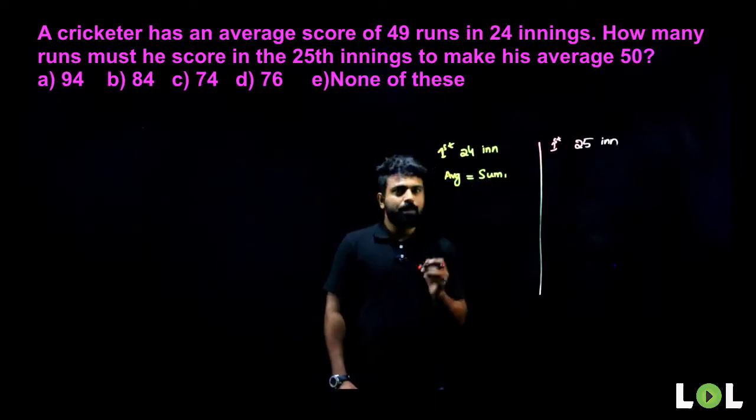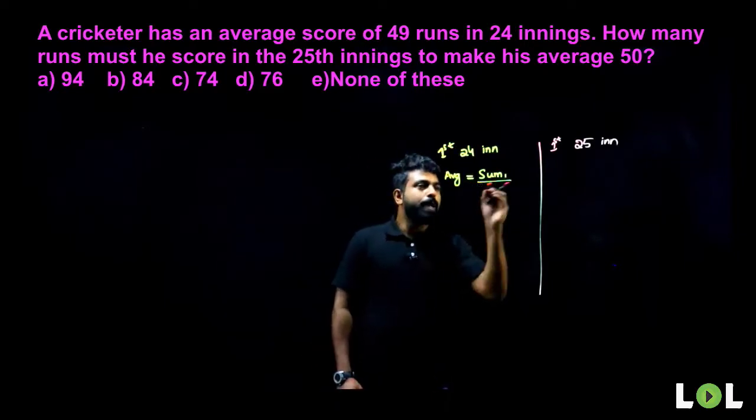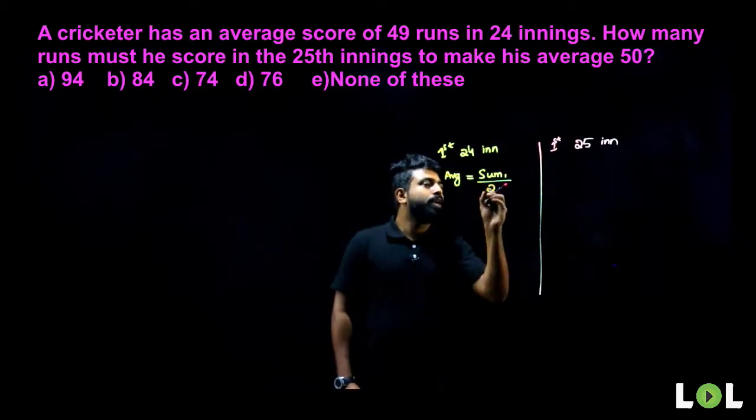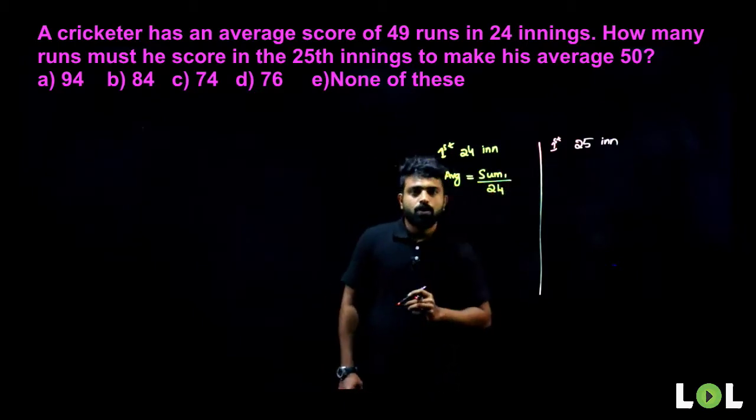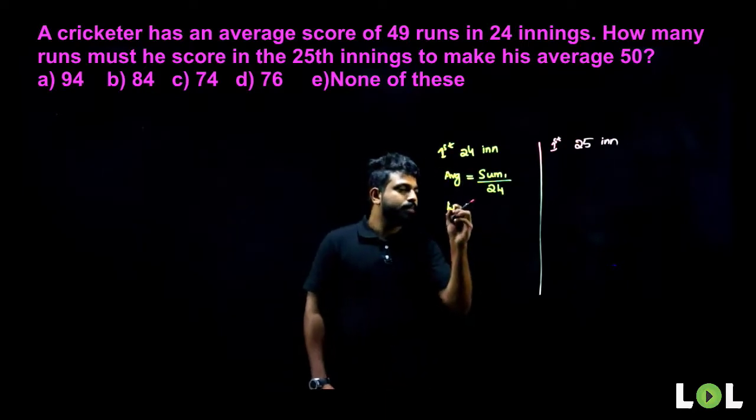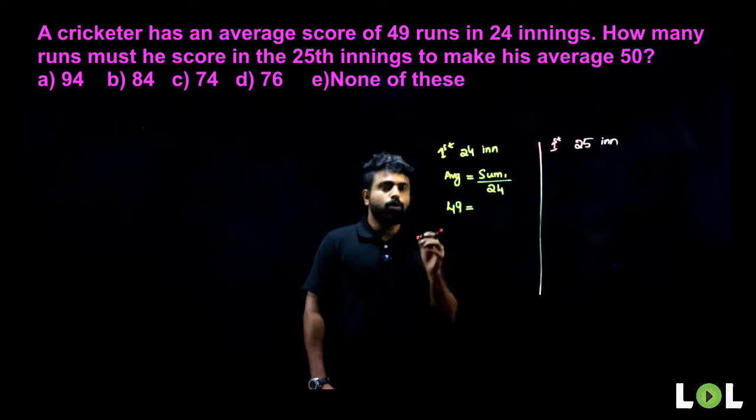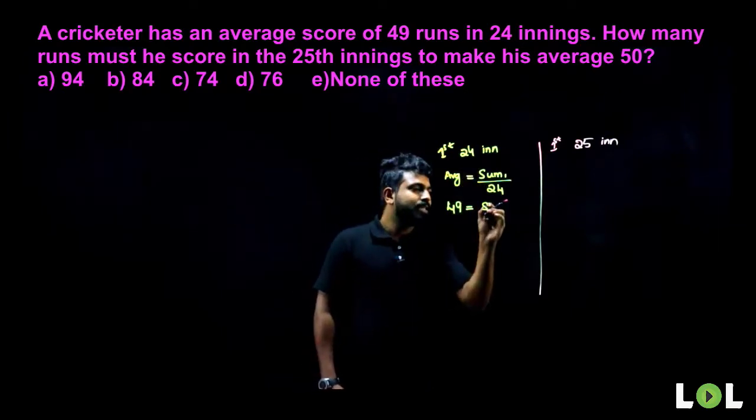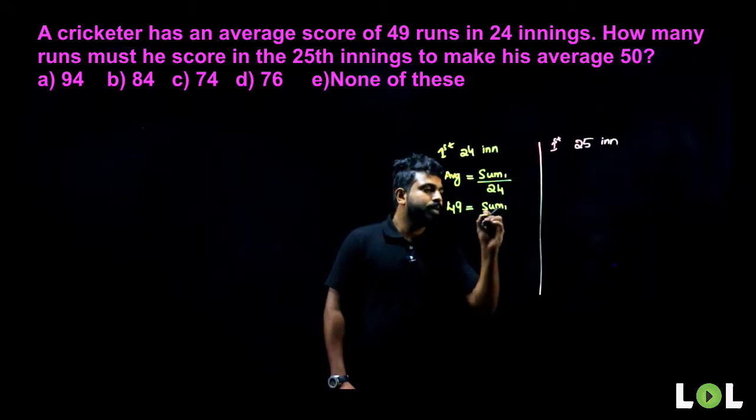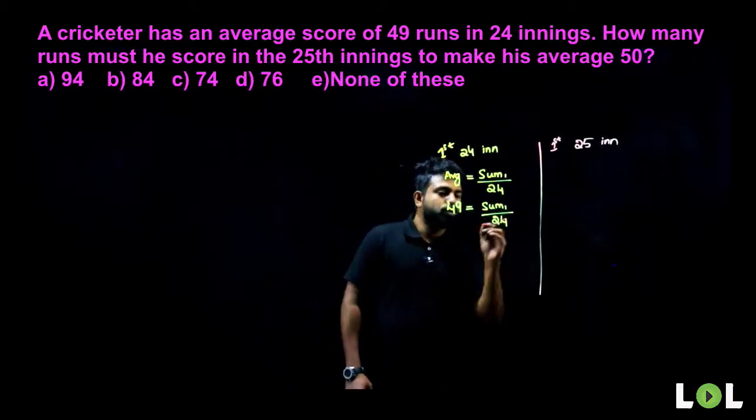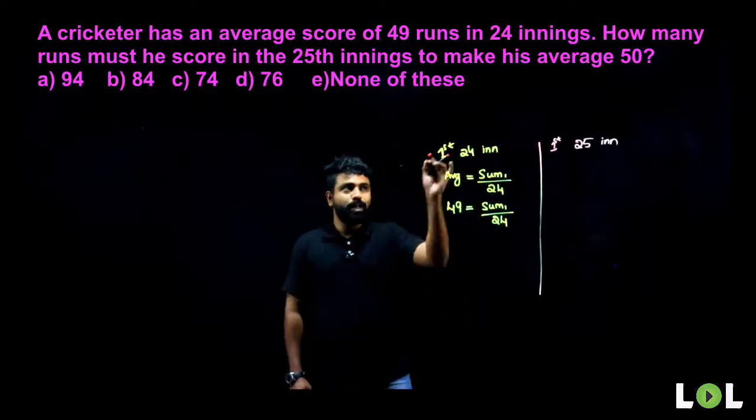That will be sum 1 divided by the number of innings that he has played. Number of innings would be 24. So what have they given the average as? Average is nothing but 49. That will be equal to the total runs that he has scored till 24 innings, that is sum 1 divided by 24. So what will be the total runs that he has scored till 24 innings?